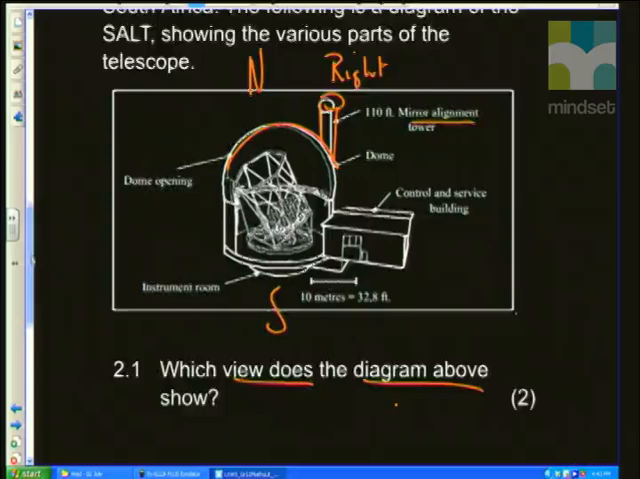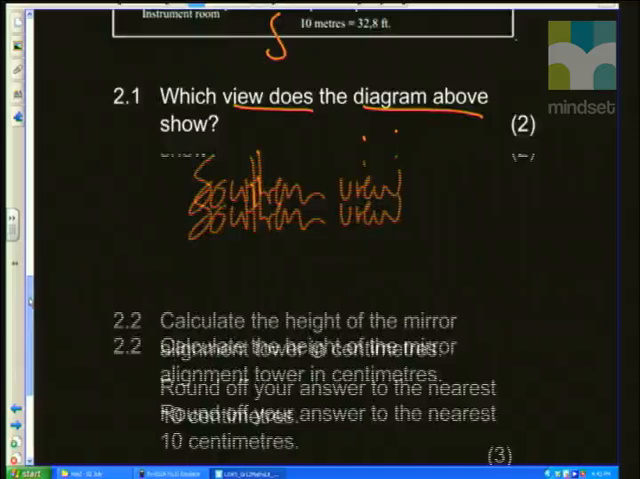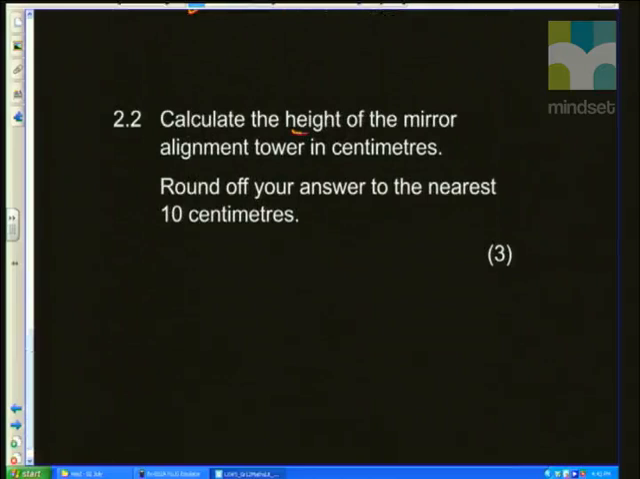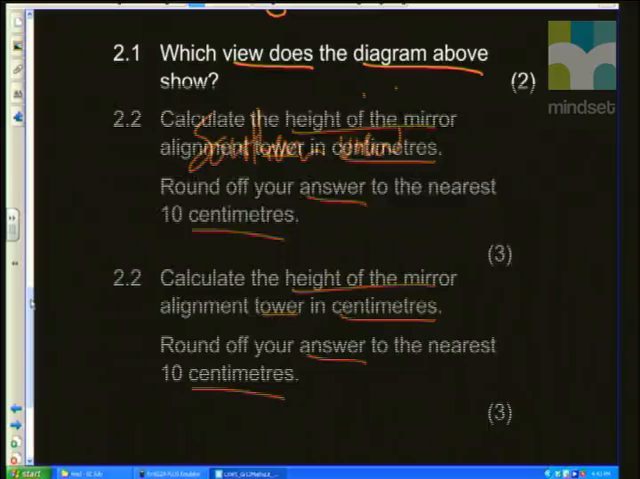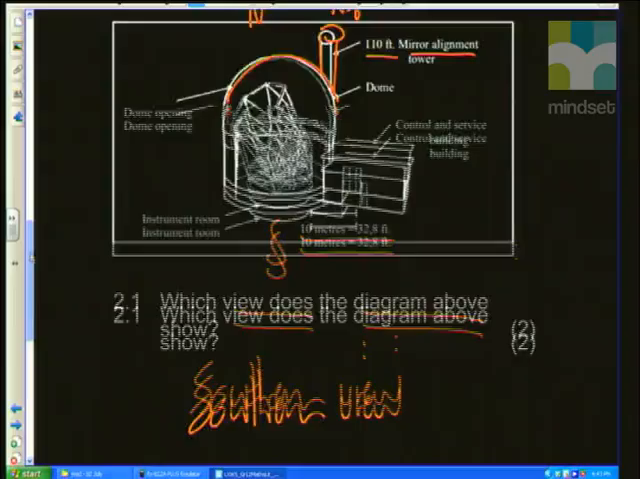The southern view of the telescope. Next one. And here's one of those that we've done something similar. Calculate the height of the mirror alignment tower in centimeters, and we're asked to round off your answer to the nearest 10 centimeters. Now, guys, we're told that it's 110 foot, and we're told that 10 meters is 32.8 foot. So let's take that information down.